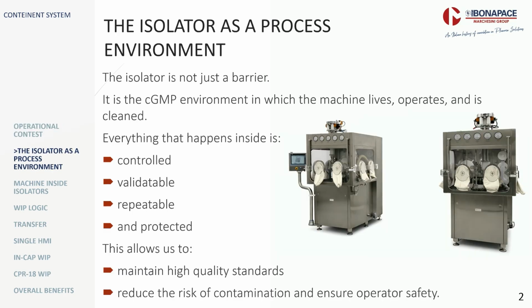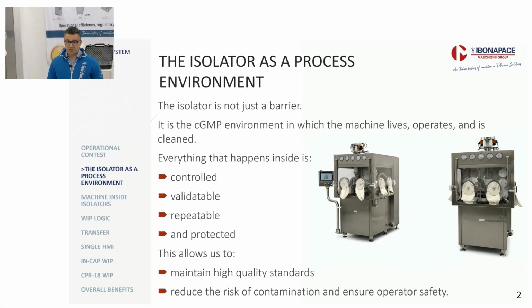The isolator is the main GMP compliant process environment where the machine operates during production, changeover, and cleaning. All the operations are traceable, repeatable, and easy to validate, drastically reducing the cross-contamination risk and ensuring operator protection even in OEB 4 and 5 applications.